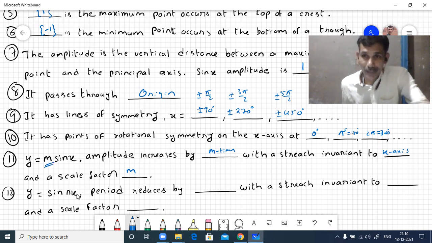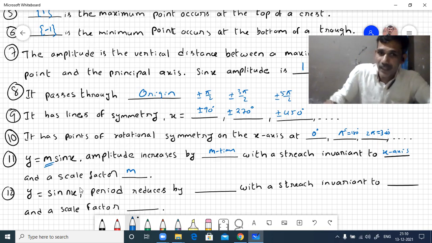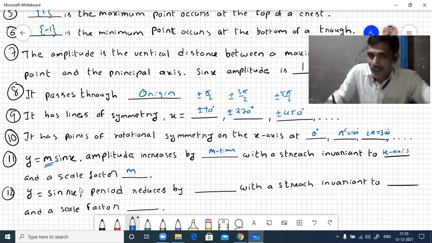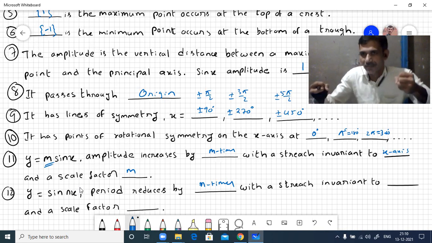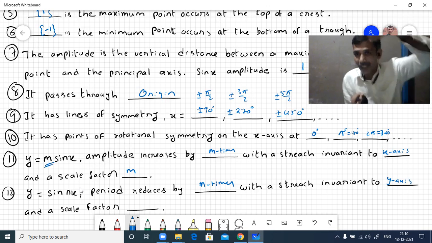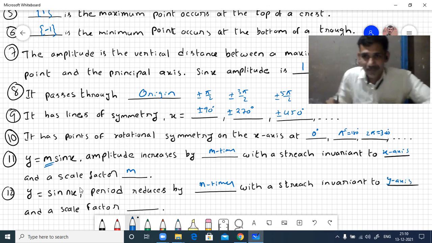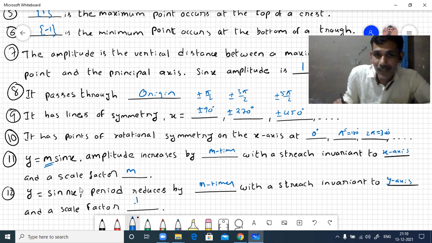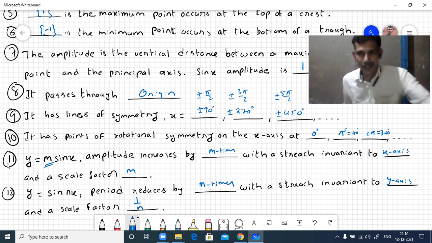Suppose that angle is multiplied with some constant n, then the amplitude will not change here. Here the period will be reduced by n times. You are multiplying with n, so n times. It will stretch, invariant to y-axis now. Earlier it was like this, now it will stretch like this, invariant to y-axis with scale factor 1 by n. This also we will demonstrate.